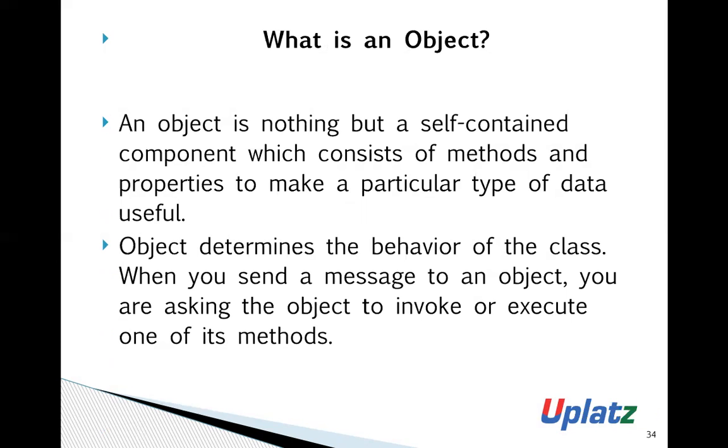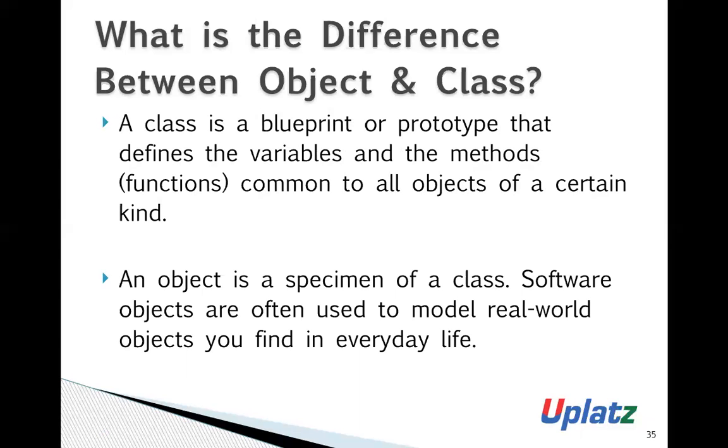Now, what is an object? An object is a self-contained component which consists of methods and properties to make a particular type of data useful. An object determines the behavior of the class. When you send a message to an object, you are asking the object to invoke or execute one of its methods. What is the difference between an object and a class? A class is a blueprint or prototype that defines the variables and the methods common to all objects of a certain kind. An object is a specimen of a class. Software objects are often used to model real-world objects you find in everyday life.